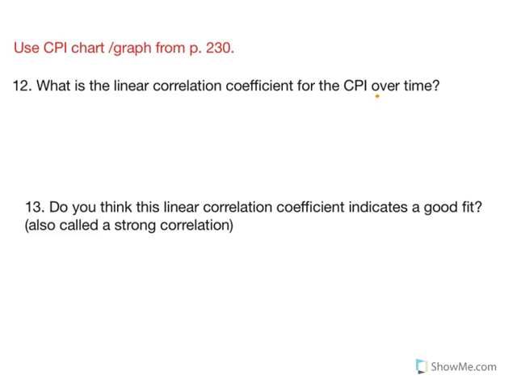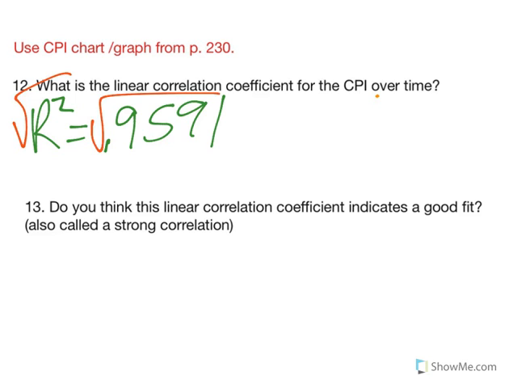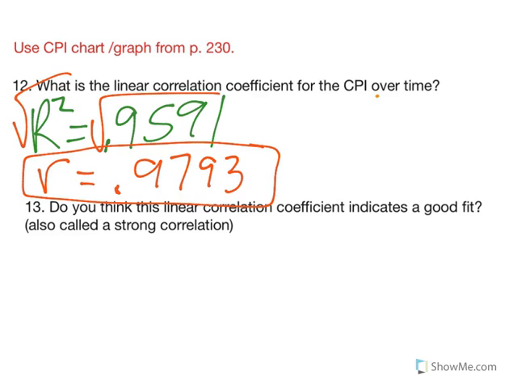So on page 230, we have that graph, and we're going to use it. So the linear correlation coefficient for the CPI over time. Well, hopefully you notice that they tell you on there that R squared is 0.9591. That's not the linear correlation coefficient, that's R squared. So we have to take the square root of both sides, because the square root of R squared will give me R, and the square root of 0.9591, rounded to 4 decimal places, gives me 0.9793. Now this is positive because if you remember from the trend line, it's going up from left to right.